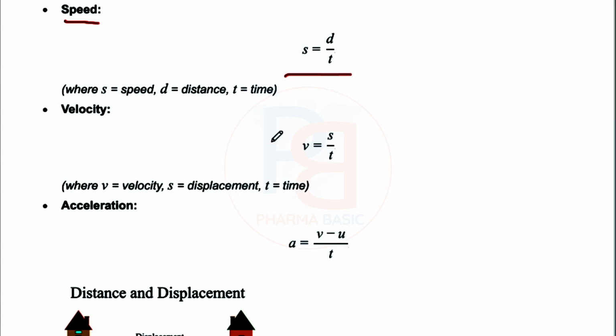Second one is the velocity. Velocity is equal to displacement by time. That means V is equal to S by T. S is the displacement, T is the time.